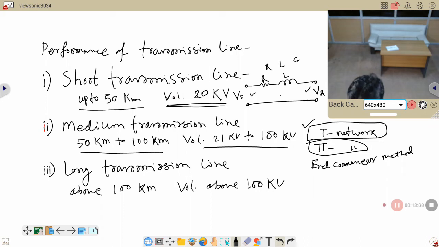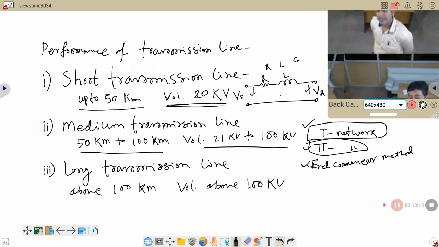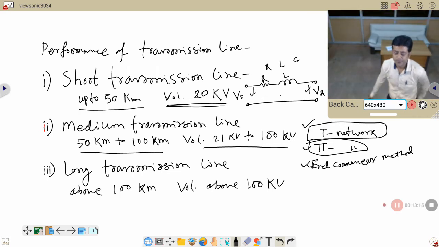is formed in both ends. So this circuit is like the pi-type network. So these are basically methods of calculation. By considering this capacitance, we can calculate the efficiency and regulation of the transmission line.